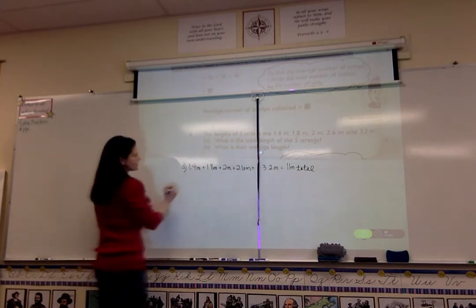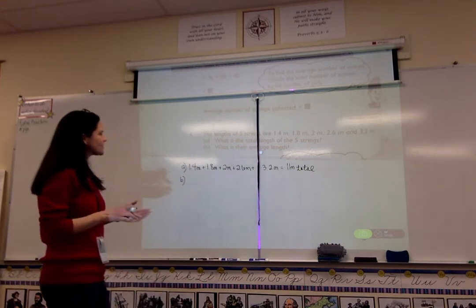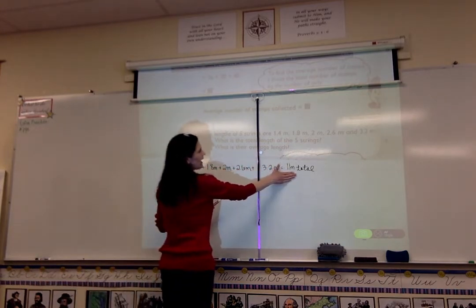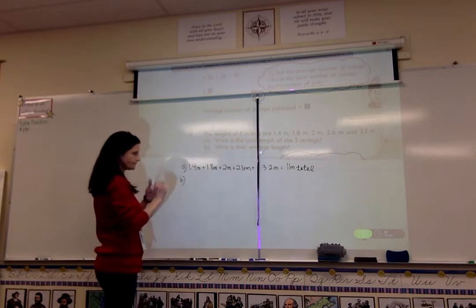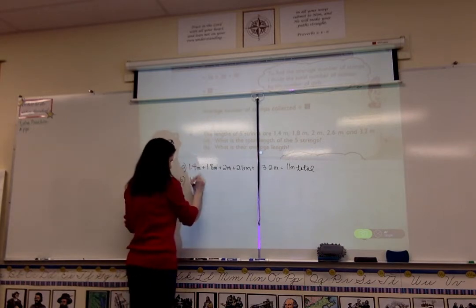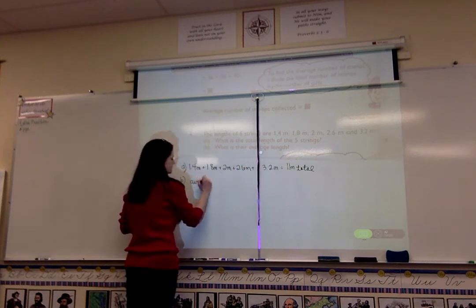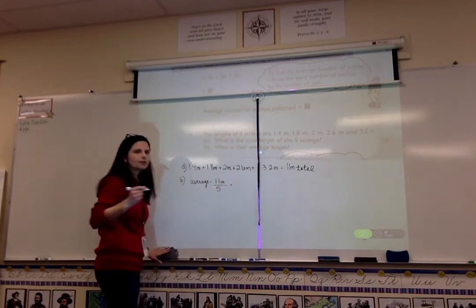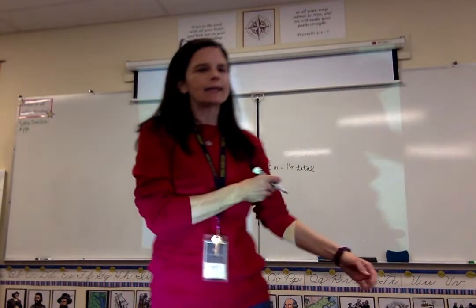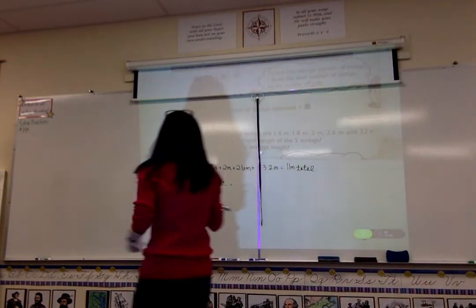Now B says, what is their average length? Well, again, to calculate average, I'm just going to take my total and I'm going to divide it by the number of groups. Well, I have 5 strings, so I'm going to take 11 meters. Let me write first that the average equals 11 meters divided by 5. Well, you can see that you're not going to be getting an even number. So you're going to go off to the side, do your algorithm.